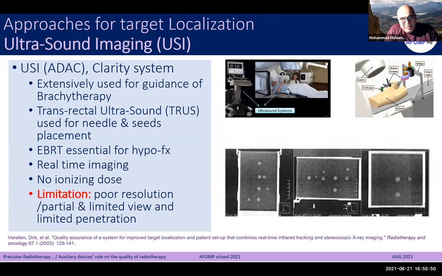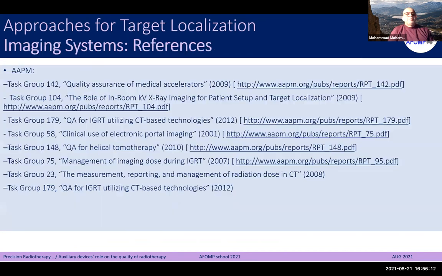And the ultrasonic imager can be used for EBRT cases and mostly for brachy cases. And limitations, you can see poor resolution, partial and limited view, and limited penetration, but it can be used easily because of non-ionizing radiation, and sometimes it is a very good option. More references for image or target localization system quality assurance.